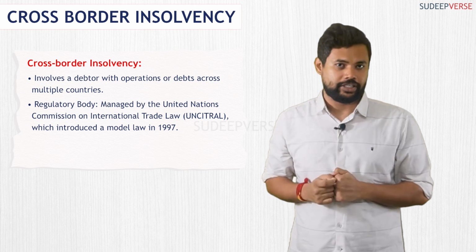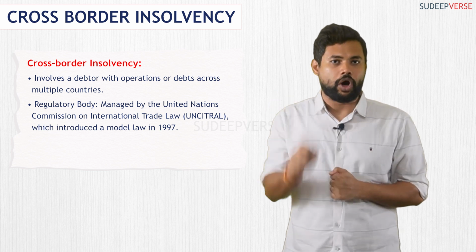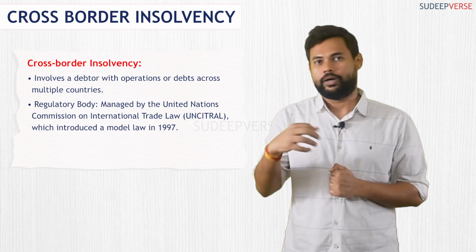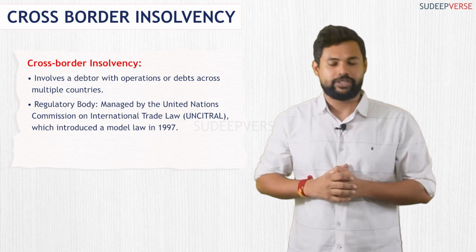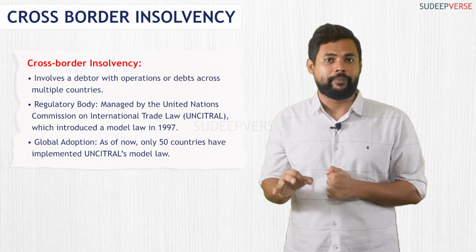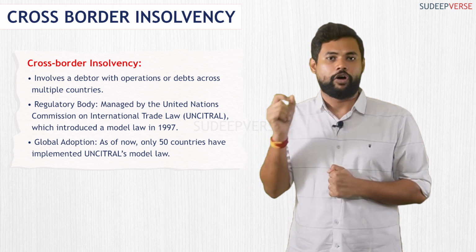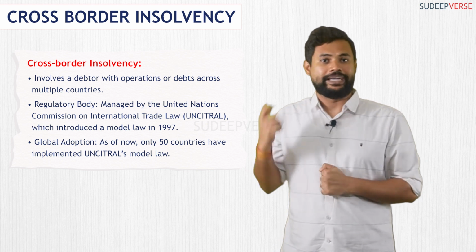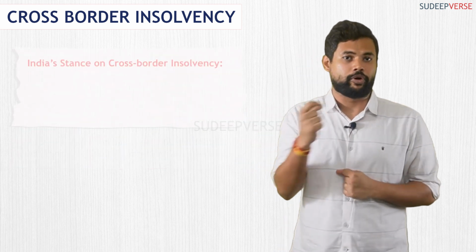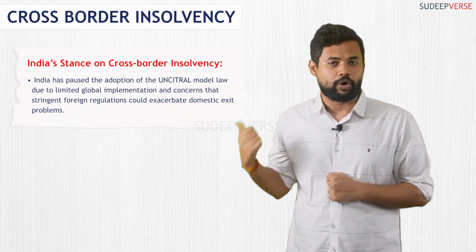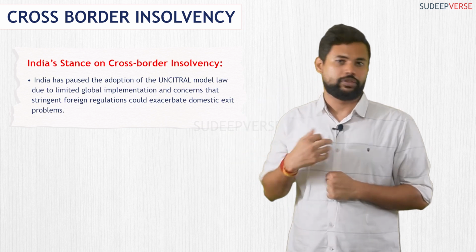In 1997, it brought a model law on cross-border insolvency that can be implemented by individual countries. And up to now, only 50 countries have implemented this model law of the United Nations Commission on International Trade Law. Coming to the Indian part of cross-border insolvency, India has held back the implementation of this model law.